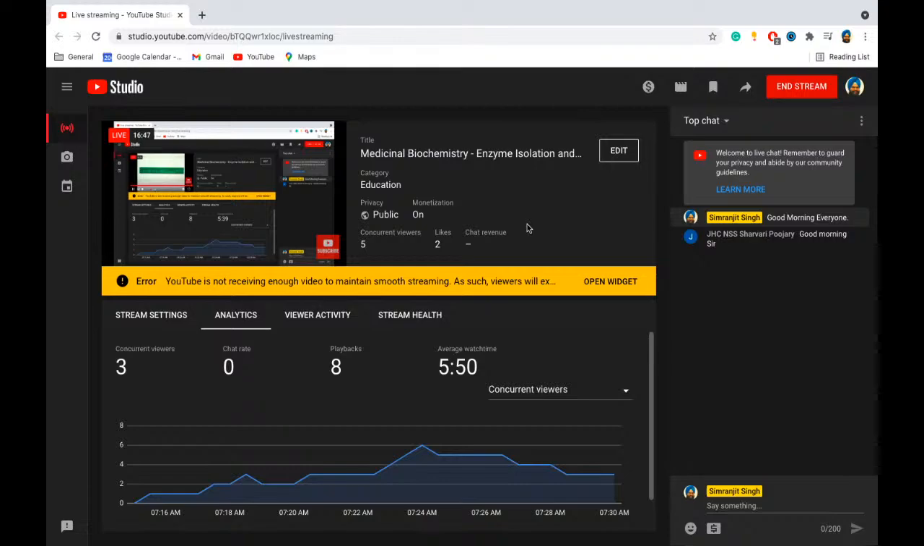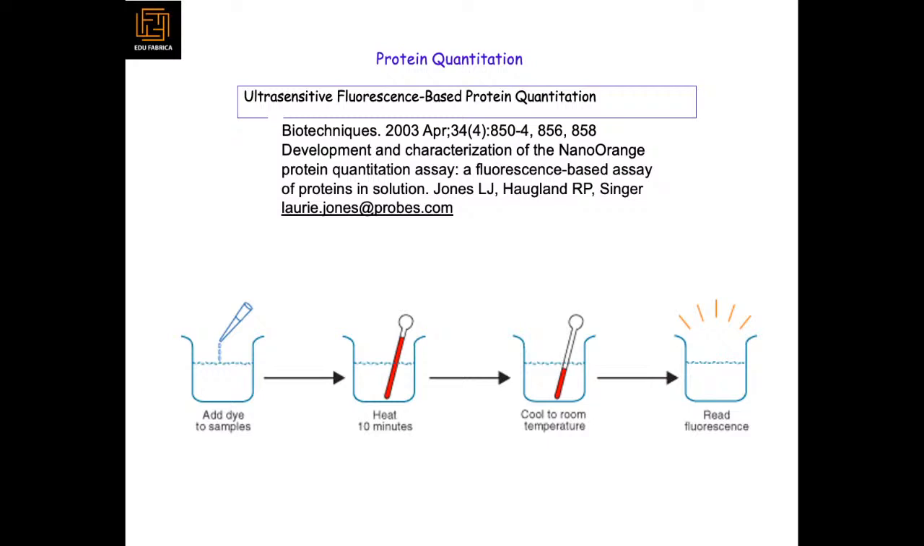Let's talk about protein quantitation. It's a biotechnique method where we develop and characterize the NanoOrange protein quantitation assay, a fluorescence based assay of proteins in solutions. Here we add a dye to the sample, heat for 10 minutes, cool to room temperature and read the fluorescence.